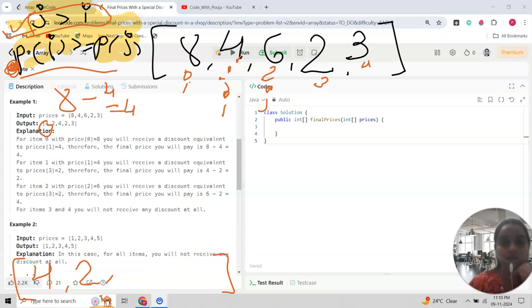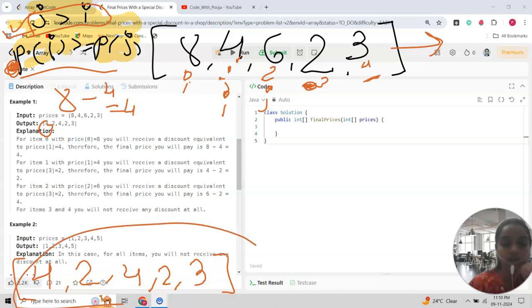Is 6 greater than 2? Yeah. So 4 you have to store, and moving forward, is 2 greater than 3? No. So if there is nothing in the succeeding array which is less than or equal to this one, then we will store the same ith element in the array. And for the last one we will just store 3 here. That is the final result we will get.